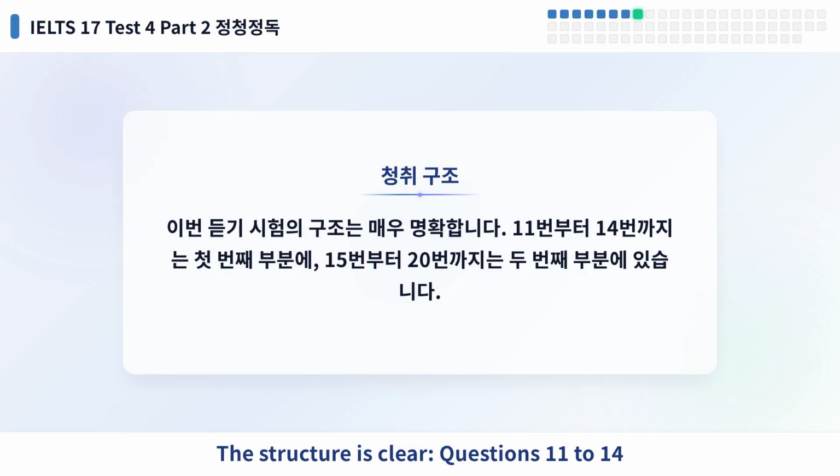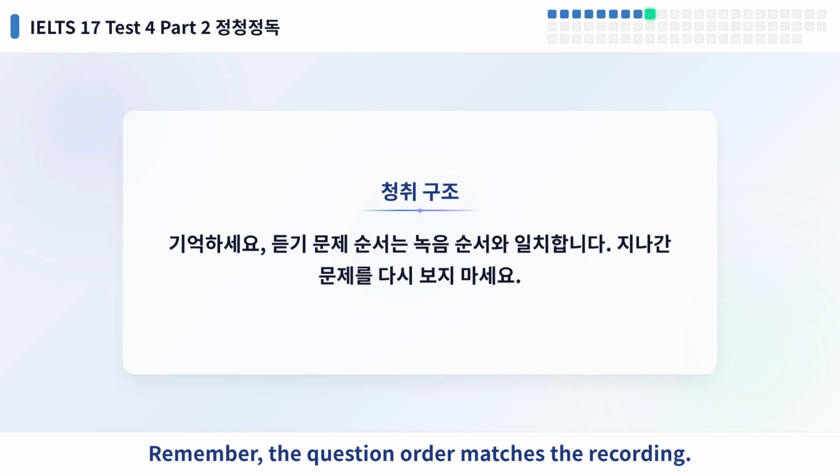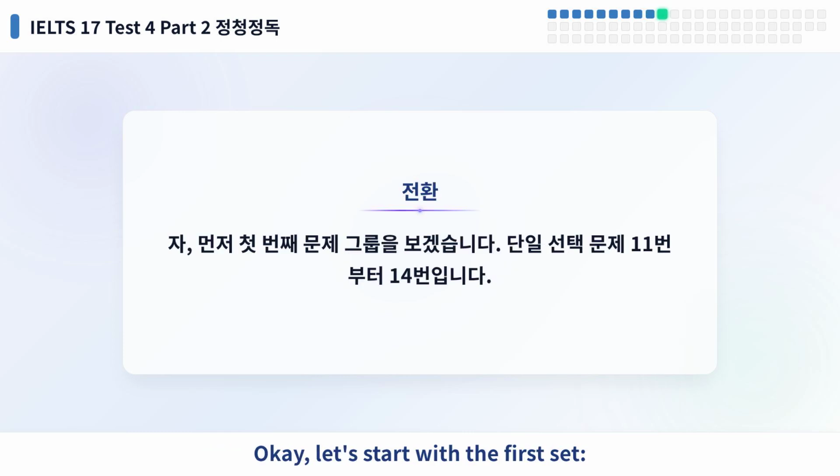The structure is clear. Questions 11 to 14 are in the first part, and questions 15 to 20 are in the second part. Remember, the question order matches the recording. Don't go back to questions you have passed. Okay, let's start with the first set, multiple choice questions 11 to 14.